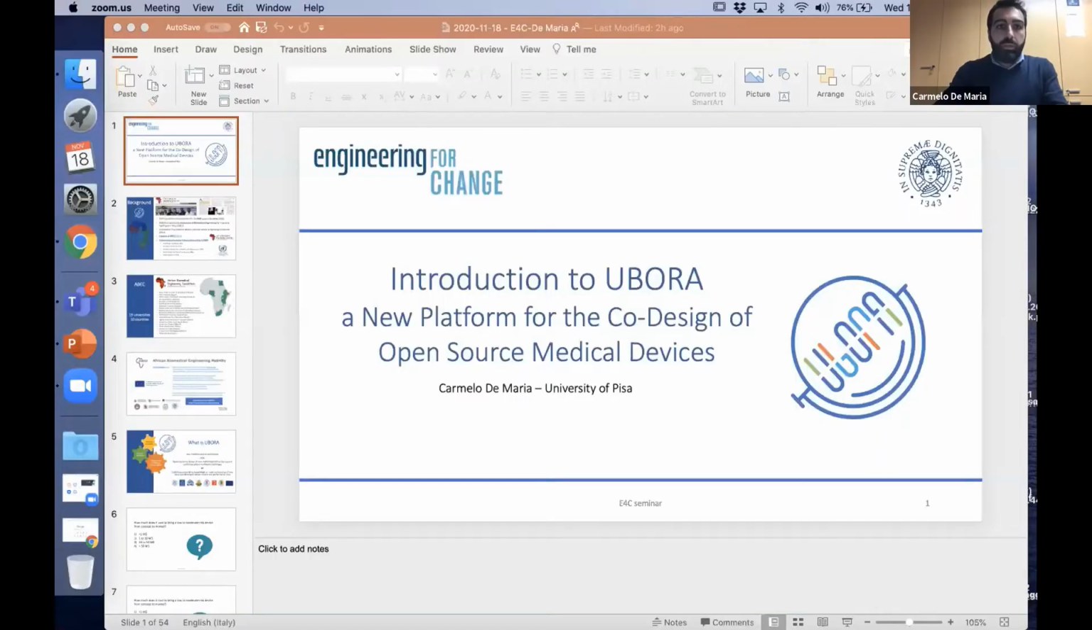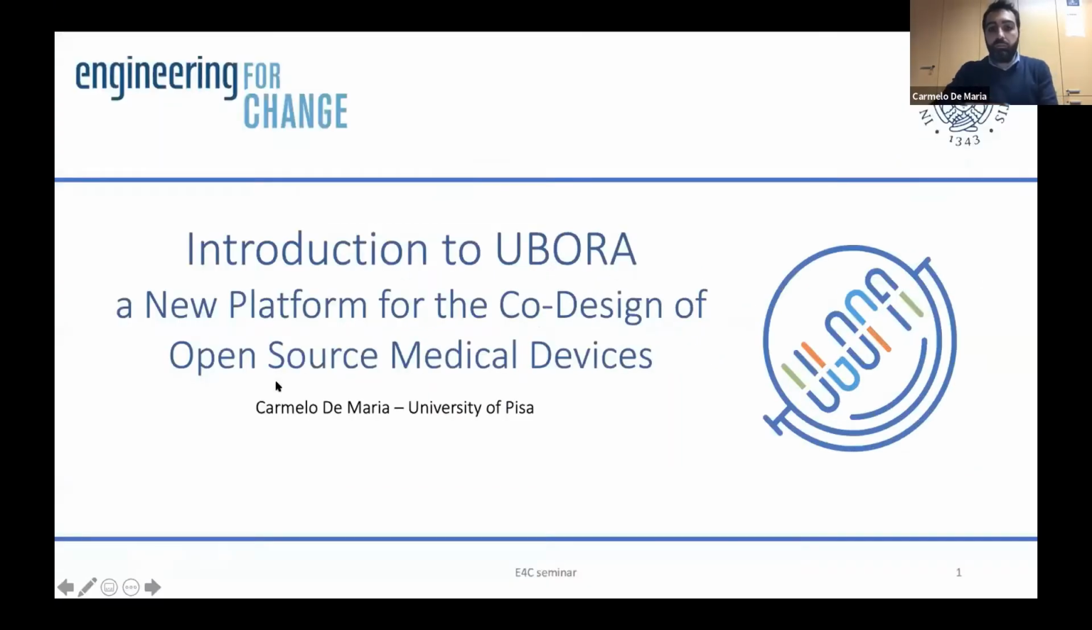So let me share my screen. I hope you can see my presentation. I have some slides that, of course, will be shared with all the people who ask for them. Today, I'm going to speak about UBORA. This is a virtual platform for co-design of open source medical devices. So there are a lot of topics in this presentation. The key elements are open source medical devices and the platform, which is an enabling technology for promoting this new way of producing medical technologies.